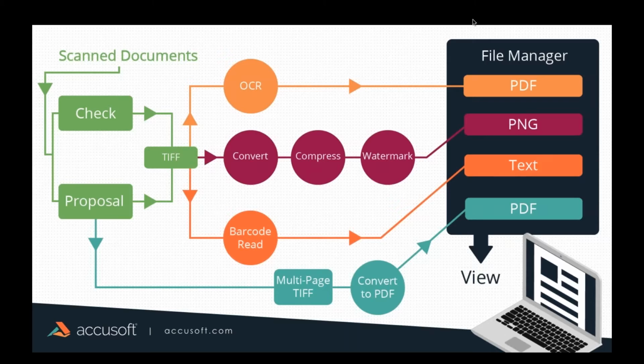We can also take one of those images and convert it to a different format, in this case PNG. We'll compress it so it doesn't take up as much storage space on our servers, and we'll apply a watermark. The purpose of that is just to show you how you can chain together multiple API calls, automating that process. We'll do a barcode read, and we'll also take a multi-page proposal and convert that to PDF as well. So let's take a look at it.